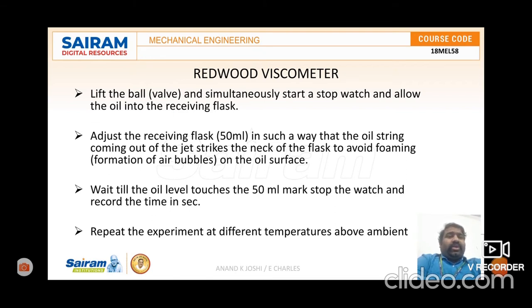Wait till the oil level touches the 50 ml mark, then stop the watch and record the time in seconds. The same procedure you have to conduct for different temperatures above the ambient temperature, so that you will come to know at what temperature the viscosity is changing, and the value of it.